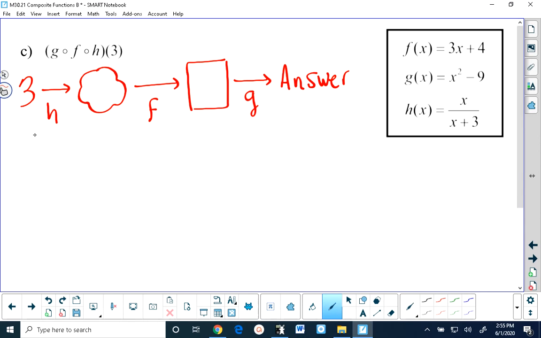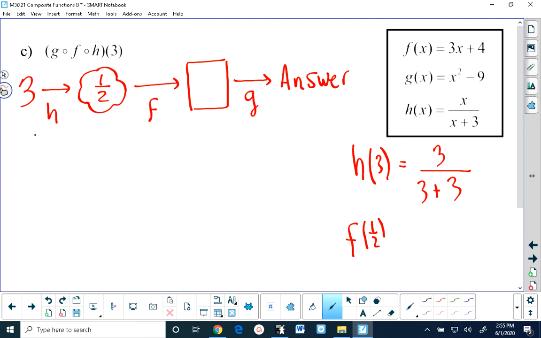So what do we get for h of 3? H of 3, the result of putting 3 through h, will be the input over the input plus 3. H of x is x over x plus 3. So we have 3 over 3 plus 3, which is 3 over 6, which is 1/2. H of 3 is 1/2. Now we have to put 1/2 in to f. We are going to have f of 1/2. F of x is 3 times the input plus 4. So we need to figure out what this is equal to. I believe it's 11/2.